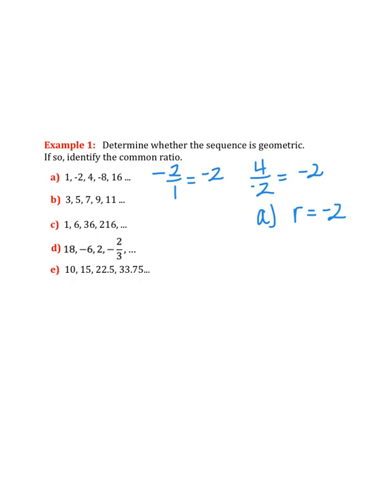Let's take a look at letter B and see what we have there. So 5 divided by 3. Okay, so 5 over 3. And then we've got 7 divided by 5. Okay, so it doesn't look like B is geometric. So it's not geometric. But we can identify this. It looks like 3 to 5 and then 5 to 7. It looks like it's arithmetic. And in this case, we're going to have a common difference of 2.